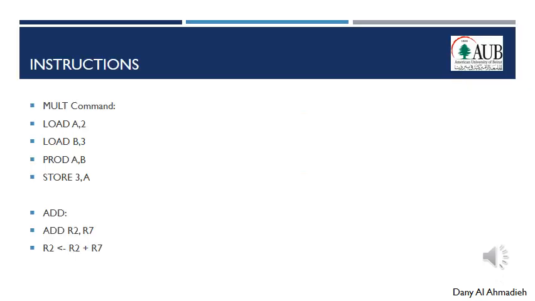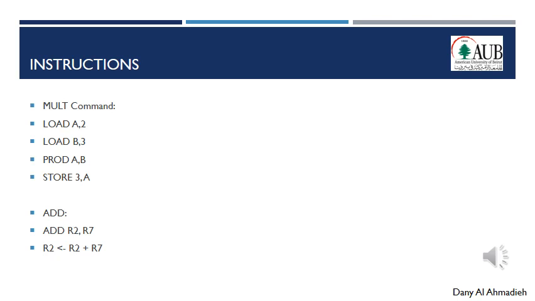Here is an example of how an instruction would look like in RISC. For example, the multiply command, which actually didn't exist in the early implementations of RISC processors. Multiplying two numbers in two different memory locations, for example, we would first load the contents of memory address 2 into A, then load the contents of memory address 3 into B, multiply these two registers, and then store this product into memory address 3 again.